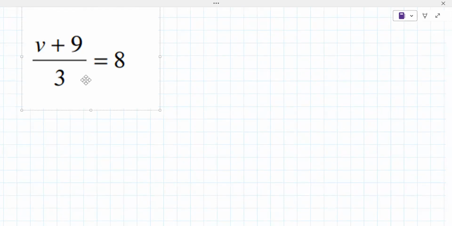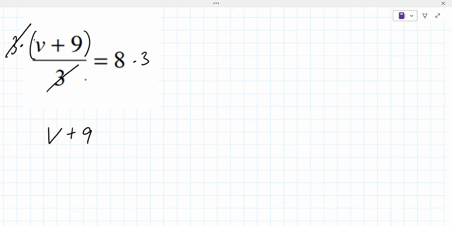So let's just look at a couple of problems. We've only got a couple minutes left. This is a different problem than before. You're going to multiply both sides by 3. When you do that on the left, this cancels and you get V plus 9 equals 24. Can you tell me how to solve this from here? You have to subtract because there's addition. Subtract 9 from both sides. V equals what?